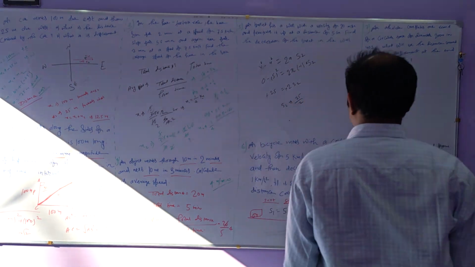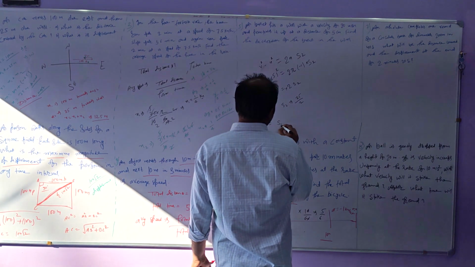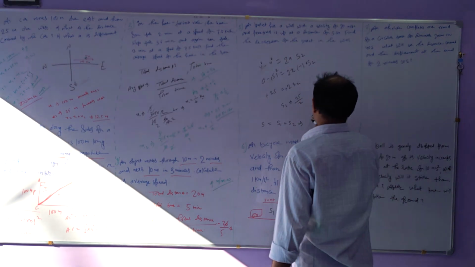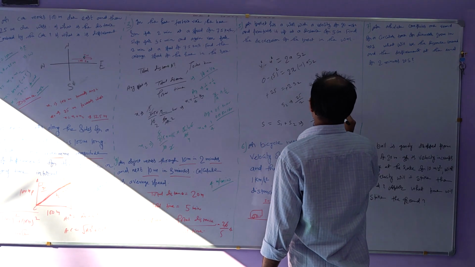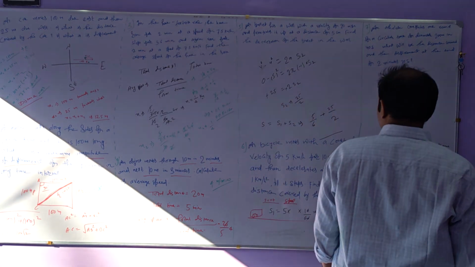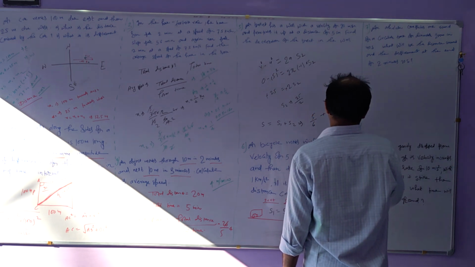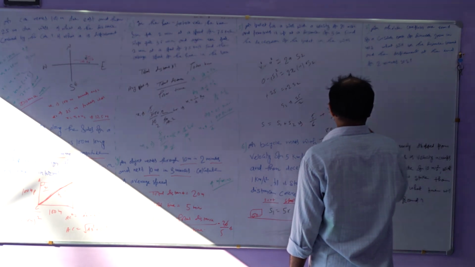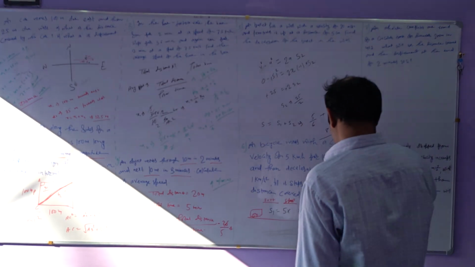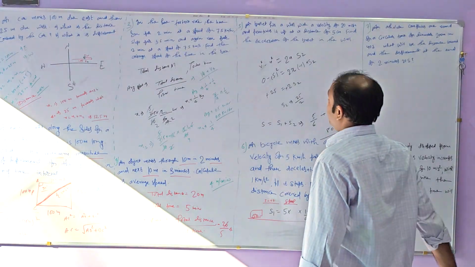So total distance covered is s is equal to s1 plus s2. That's 5 upon 6 plus 25 upon 2, that is 80 upon 6, that becomes 40 upon 3 kilometer.